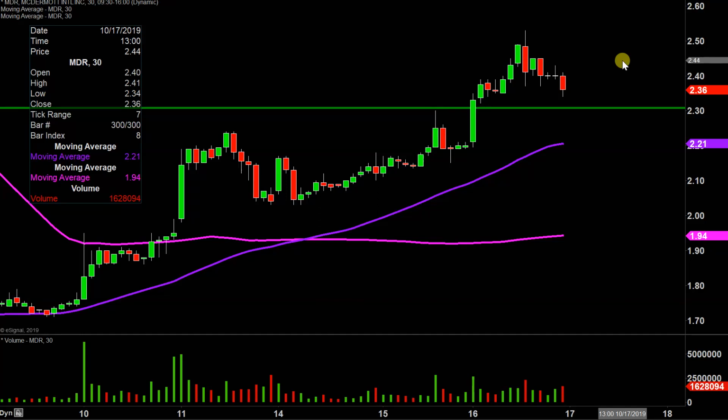I'm not saying that if the price drops below $2.30, then that implies the entire chart is destroyed or anything like that. But if the price could somehow manage to stay up above $2.30, that would definitely be a great sign of power going forward.